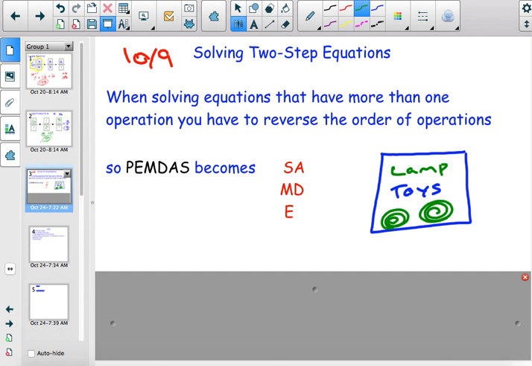what do you have to unpack first? The lamp. And so that's just like unpacking adding and subtracting, because that's the last thing you put in. And then after you unpack the lamp, you'd have to get rid of the toys. And then finally, you can get to what you want. Well, that's the same thing when you're solving for a variable. So if we have our variable, let's call it W. You want to get the W, you have to unpack adding and subtracting first, and then multiplying and dividing second. And then you can get to your W.